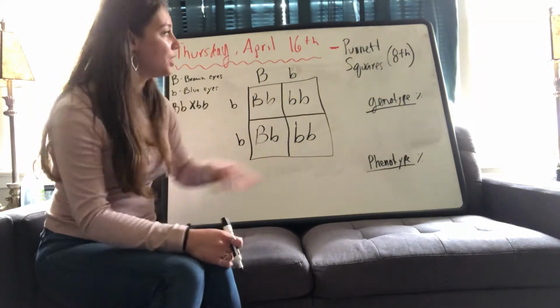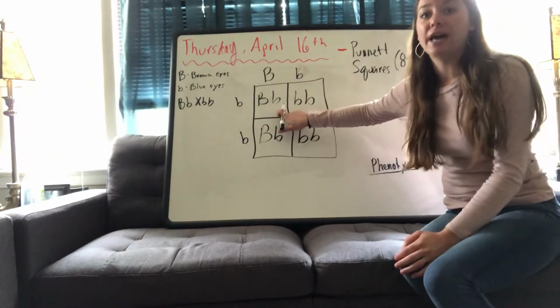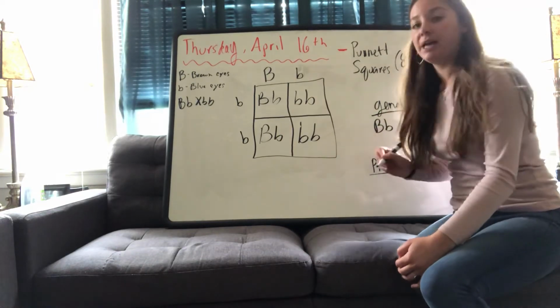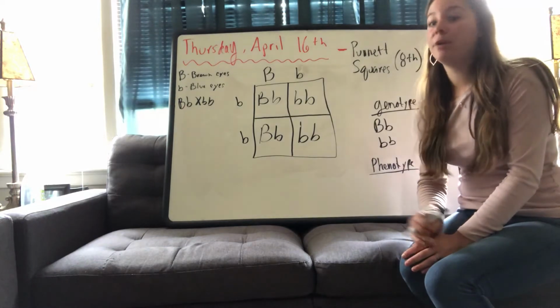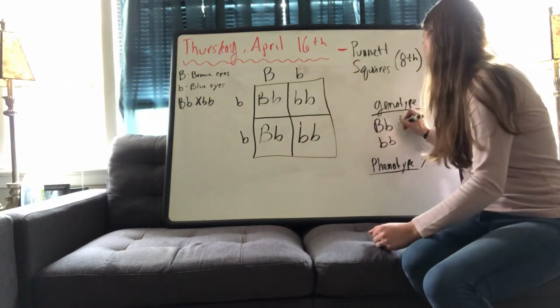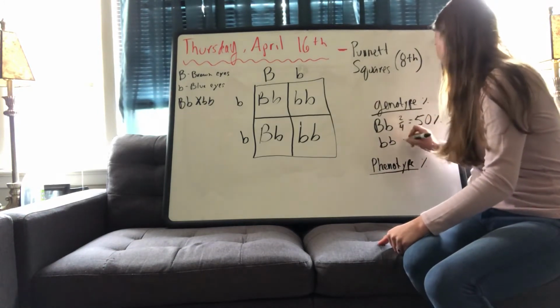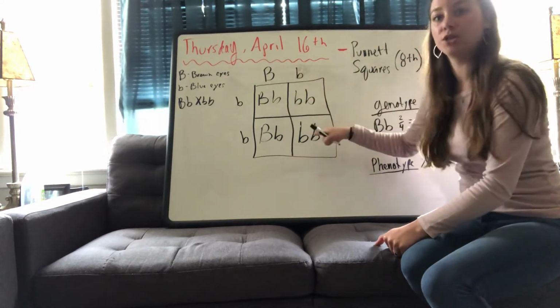which will give me 50% for each. So for my genotype over here, it's going to be the letters represented. So my genotypes are going to be big B, little b, and little b, little b. And the percentages again are going to be 2 out of the 4 total boxes. So 2 out of 4, which equals 50%. So that's going to be for both of them, since we have 2 and 2 out of the 4 total.